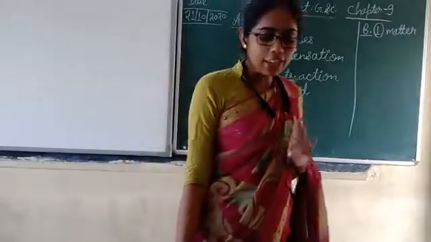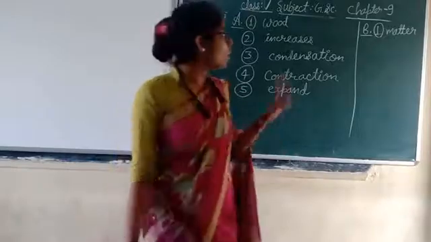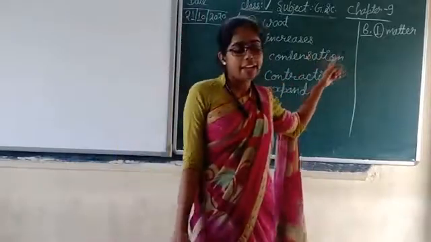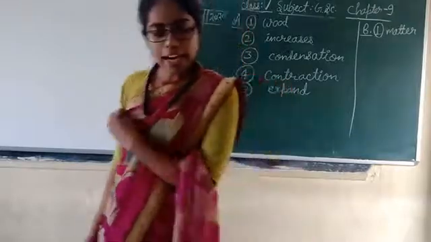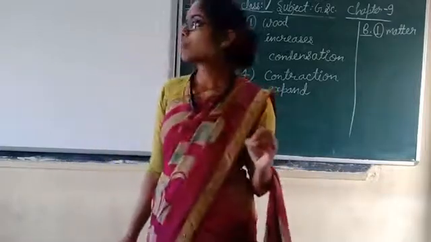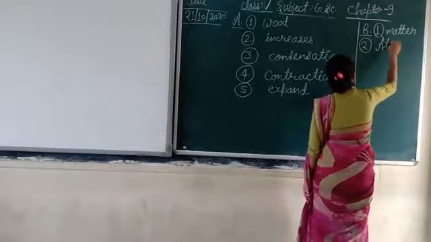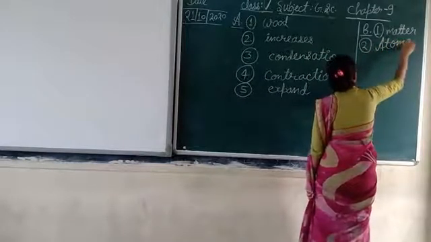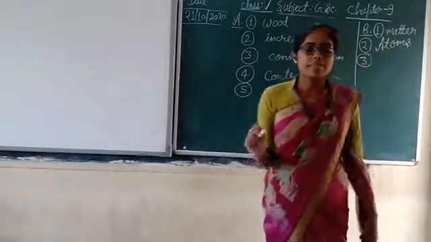Once again I will read the whole statement. All things living or non-living are made up of dash, and the answer is matter. Now for the second question. Dash are the smallest unit of matter. So what will be the answer for the second question? Atoms. A-T-O-M-S. Atoms are the smallest unit of matter.